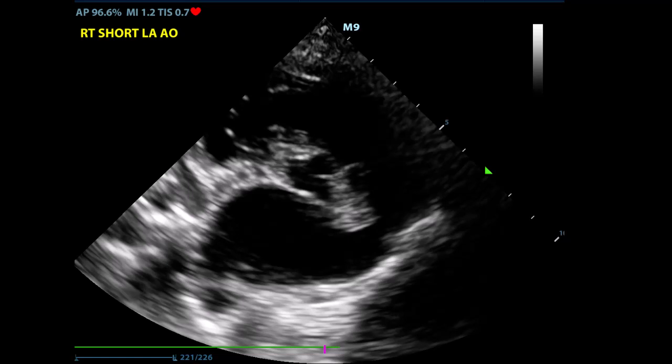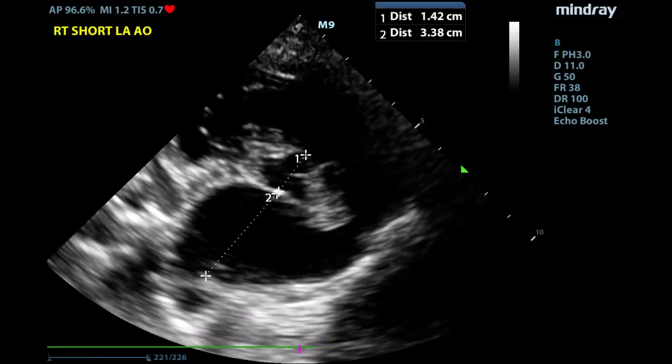Measurements of the left atrial and aortic diameters can be made from two-dimensional right side short axis left atrial aortic images. Accuracy of measurements from two-dimensional images depends on the price of the ultrasound machine, the size of the patient, depth of the image, and frame rate.